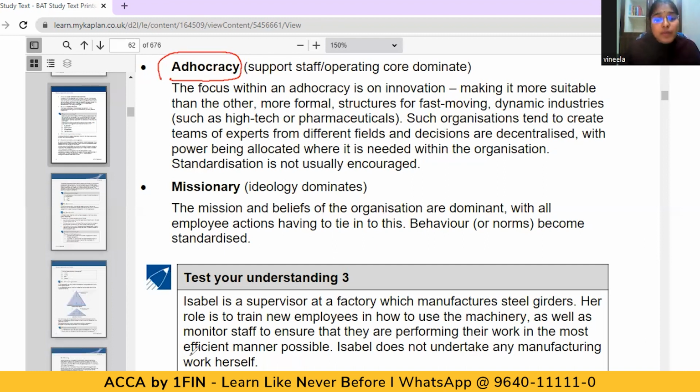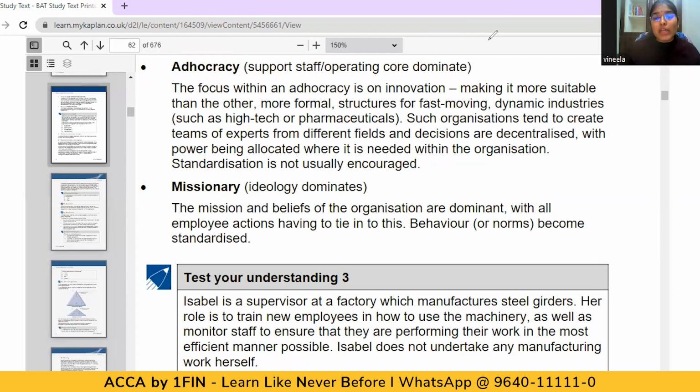Or advocacy type of structure, what are the characteristics? I'll try to say it is not a more formal structure, but it is a structure which is suitable for fast moving or dynamic industries where decisions will be decentralized and there will be no standardization. So mostly the question will come either as a very simple question, like who will dominate the structure and what it is, which type of structure it is called, or he will give a case law based question and he'll try to ask you the characteristics of that structure, or depending upon the case law you have to explain which type of structure it is.